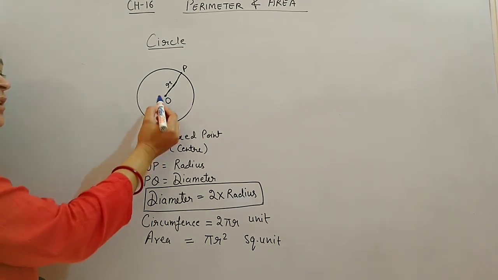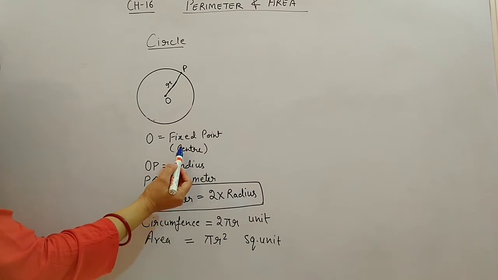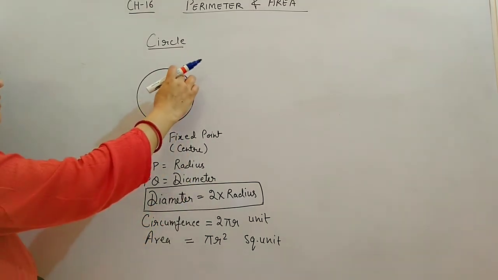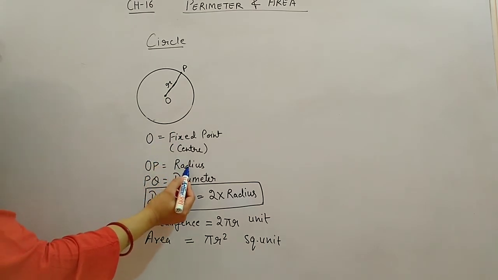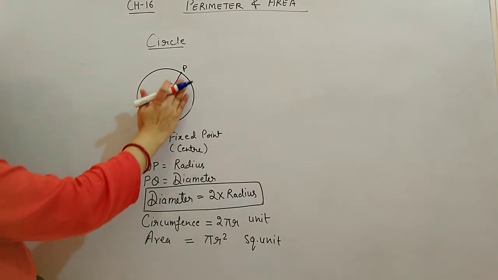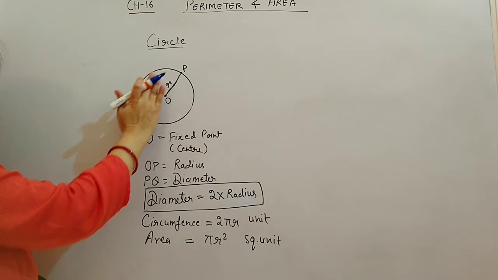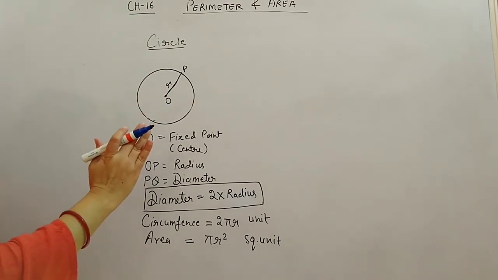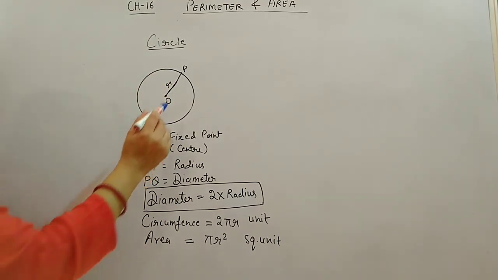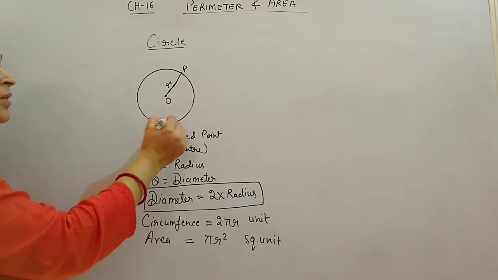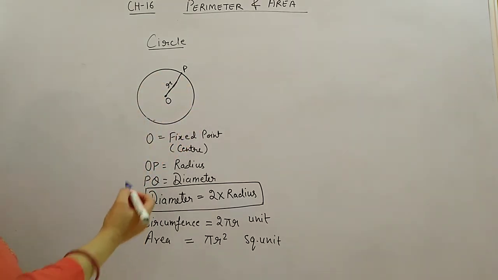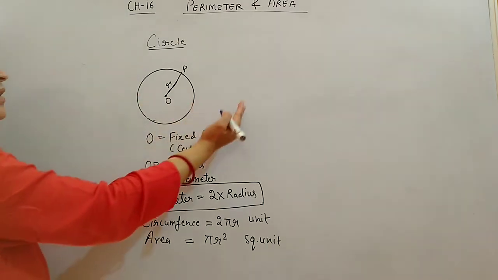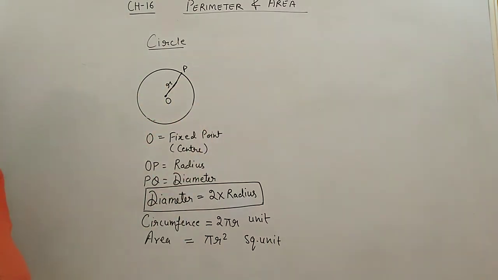This fixed point is called the center of the circle, and this constant distance from center to any point of the circle we will call radius. The part which comes inside this portion we will call the interior part of the circle, and whatever points come on this circular region we will call on the circle, and the points which come outside this circle we will call the exterior part of the circle.